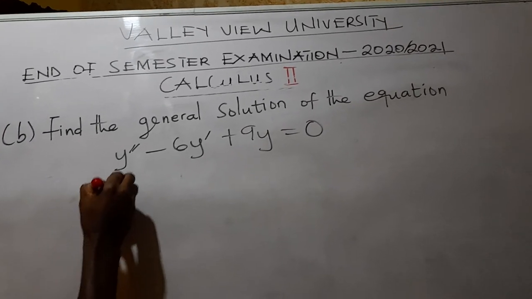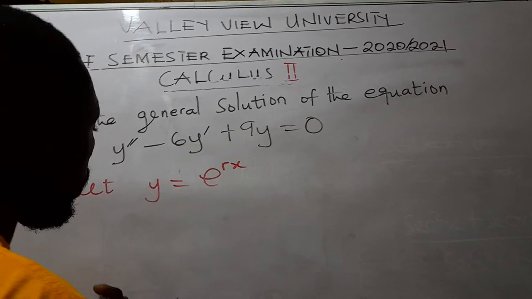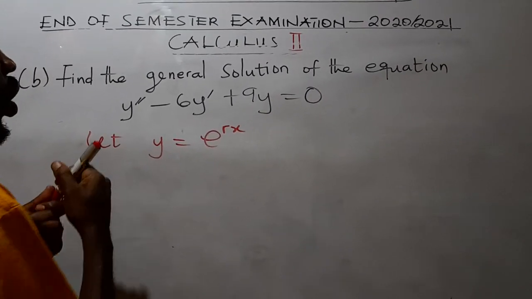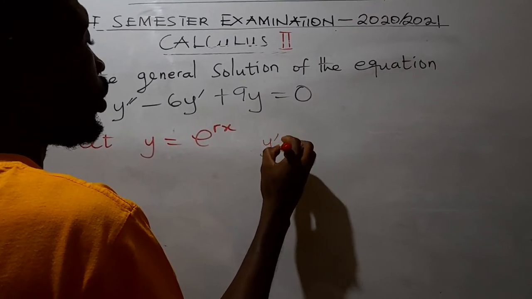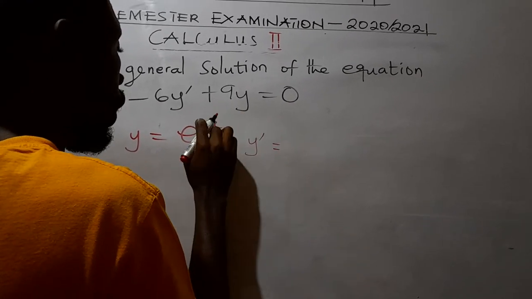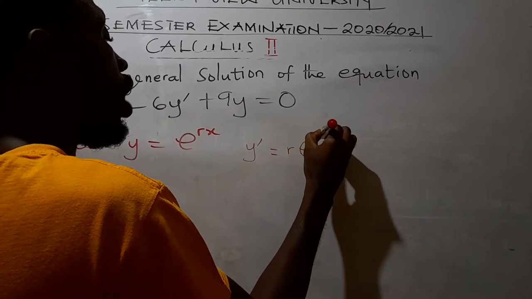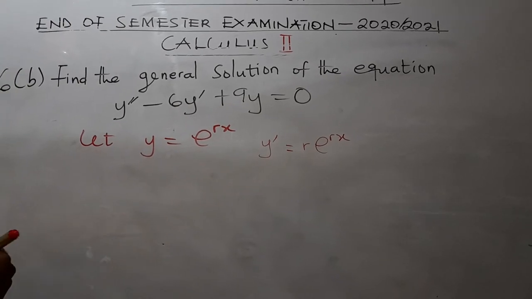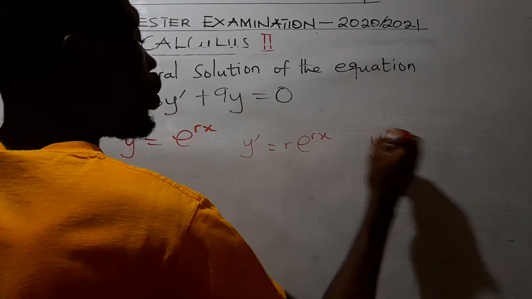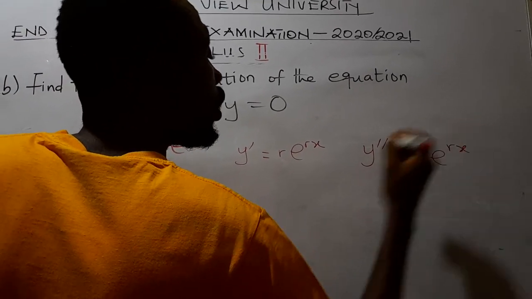So we let our y be equal to e exponent r of x. Remember that. So we differentiate this. Our y prime will be equal to, remember how to differentiate exponential functions, we differentiate the exponent and use it to multiply the function. So we get r e exponent r of x. Please, x is the independent variable. Then our y double prime, again we differentiate this, we get r squared e exponent r of x.